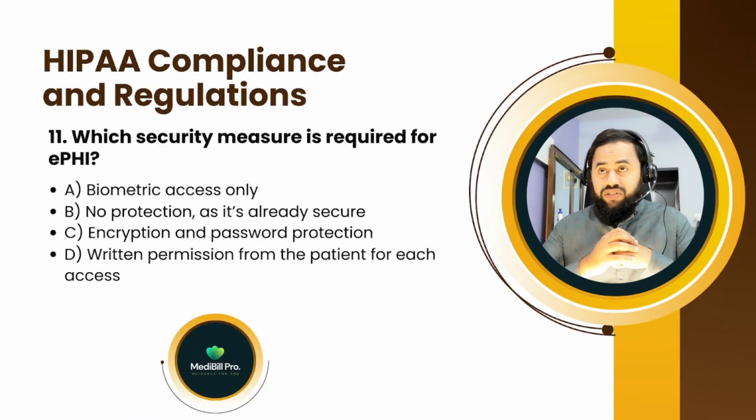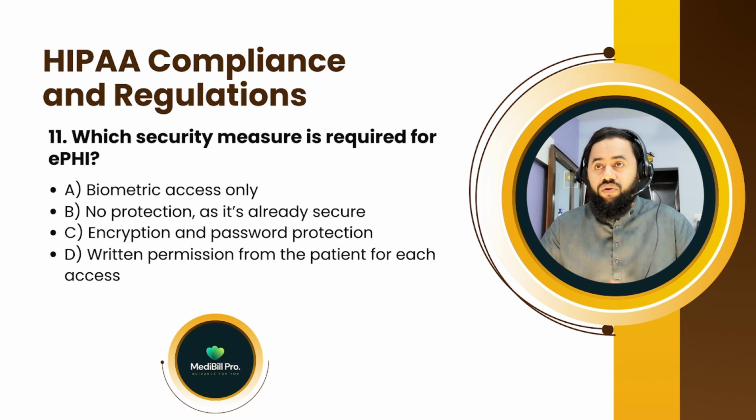So what is the 11th question? Which security measure is required for ePHI, electronic patient health information? Option A is biometric access only. Option B is no protection as it's already secured. Option C is encryption and password protection. Option D is written permission from the patient for each access.